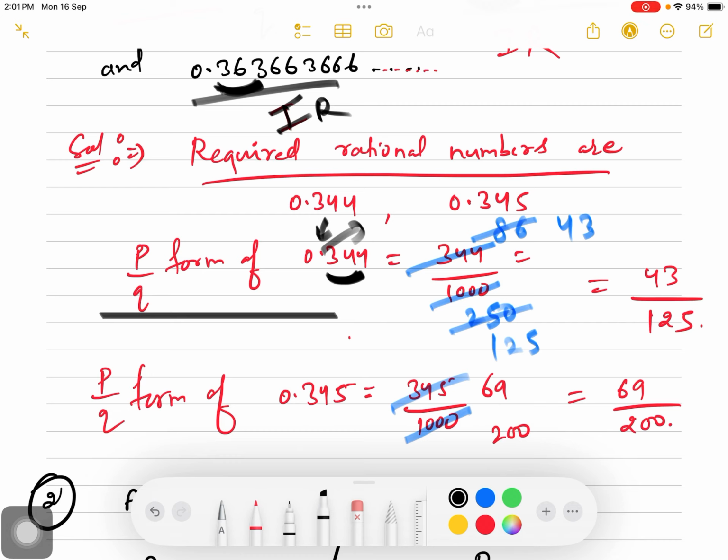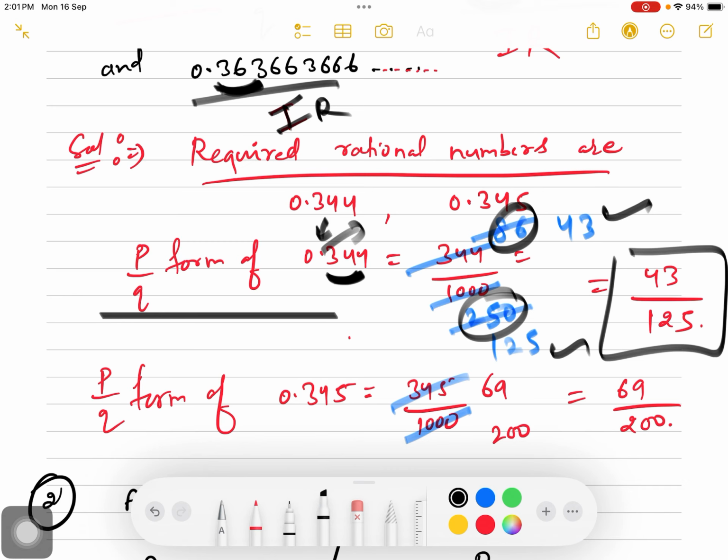I divided by 4 table. So 344 divided by 4 table, I got 86, and 1000 divided by 4 table, I got 250. Further simplification, divided by 2 tables, so here I got 43 and here I got 125. So the first answer in the simplified p by q form is 43 by 125.